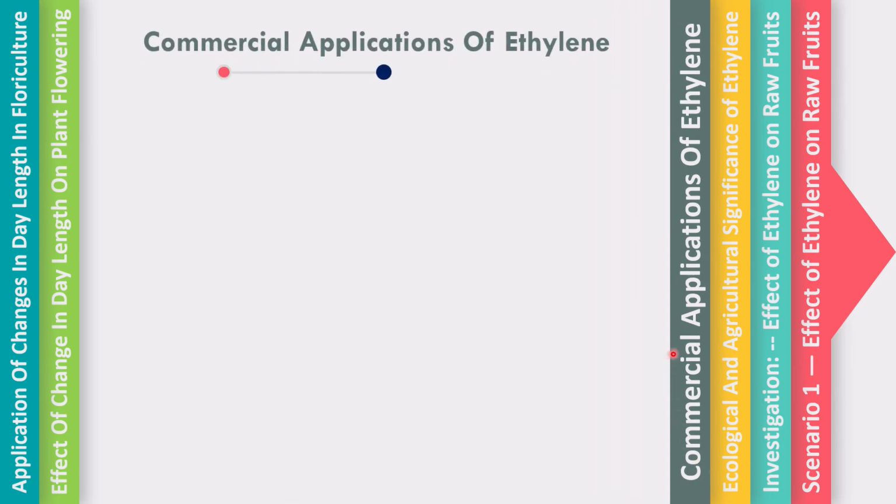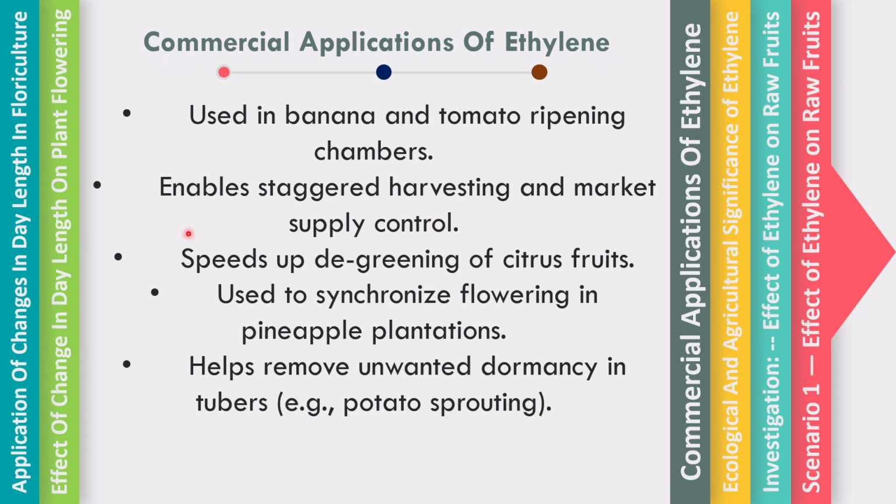Let's now look at commercial application of ethylene. Used in banana and tomato ripening chambers. Enables staggered harvesting and market supply control. Speeds up degreening of citrus fruits. Used to synchronize flowering in pineapple plantations. Helps remove unwanted dormancy in tubers, like potato sprouting.